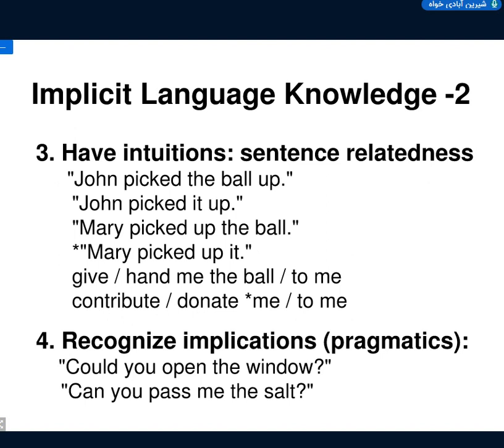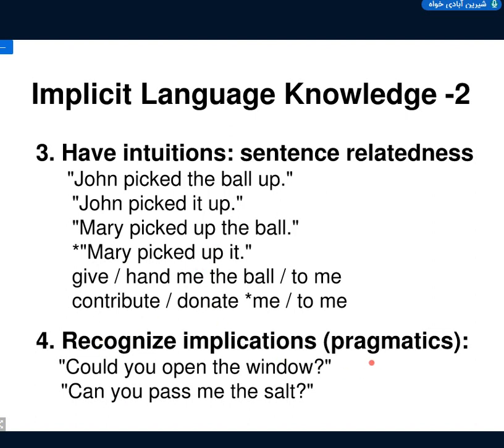And we have intuitions about sentence relatedness. We know which sentences are related to each other. For example, John picked the ball up and John picked it up. These two sentences are related to each other. But the last one is not related. Mary picked up it is not correct. It is easy to recognize the incorrect sentence.